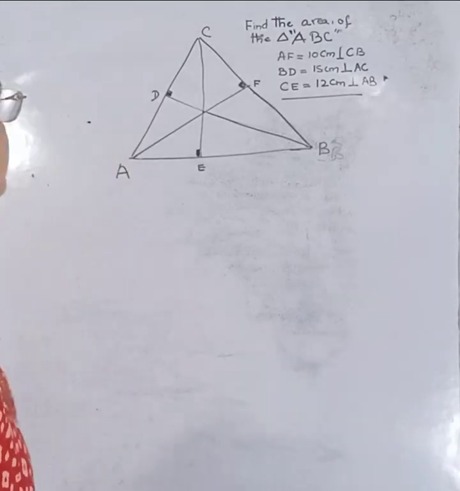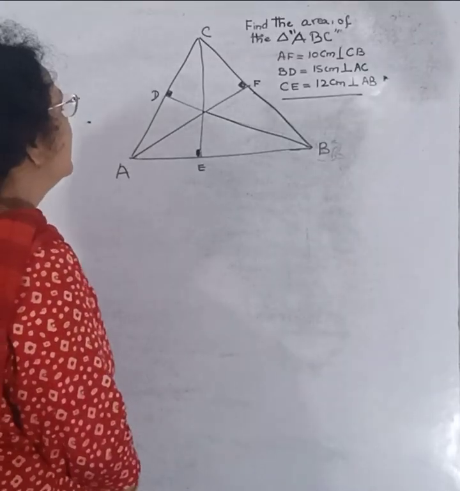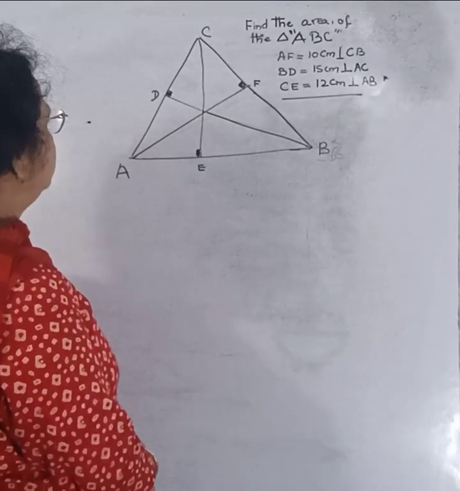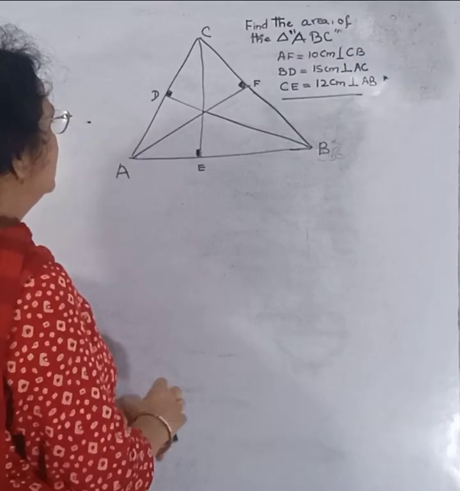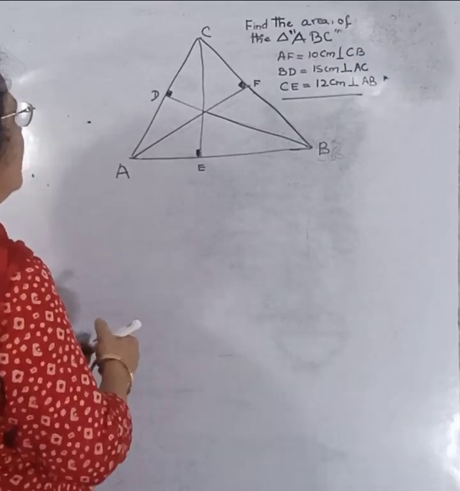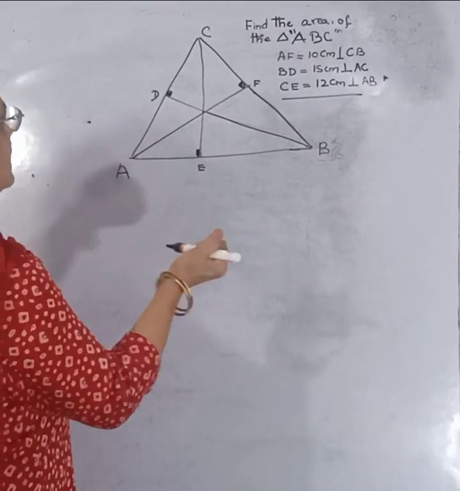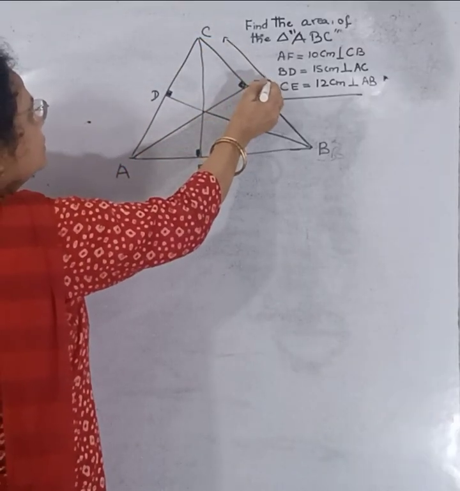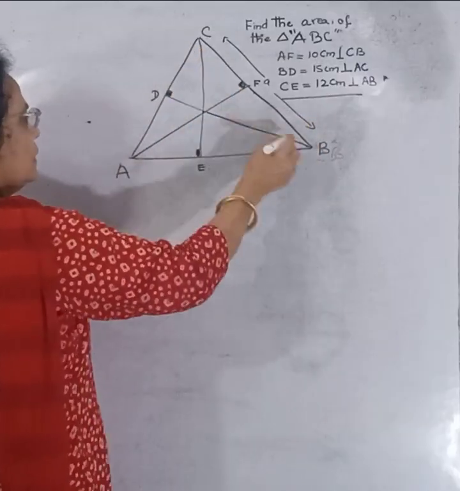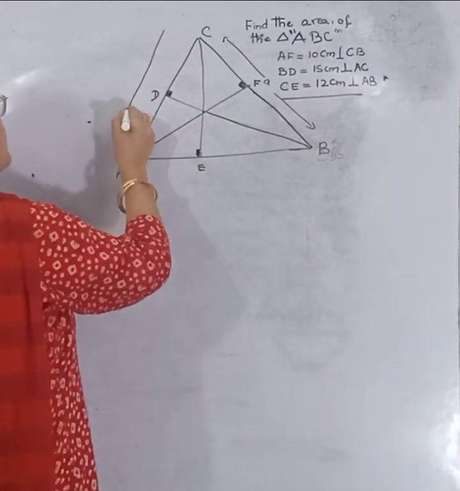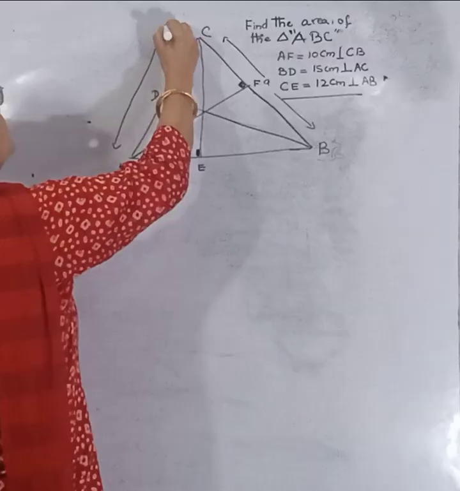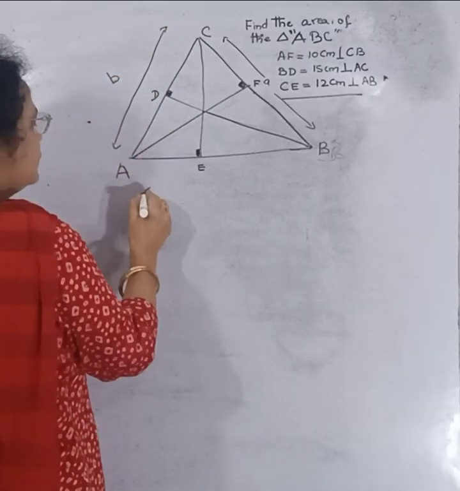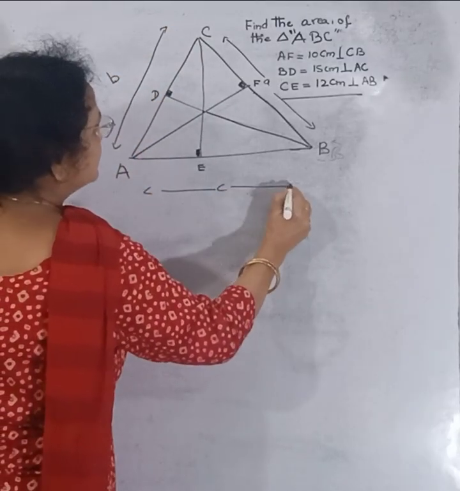Hello friends, in this video we are having a triangle ABC of sides. This is equal to A, this is equal to B, and this is equal to C.